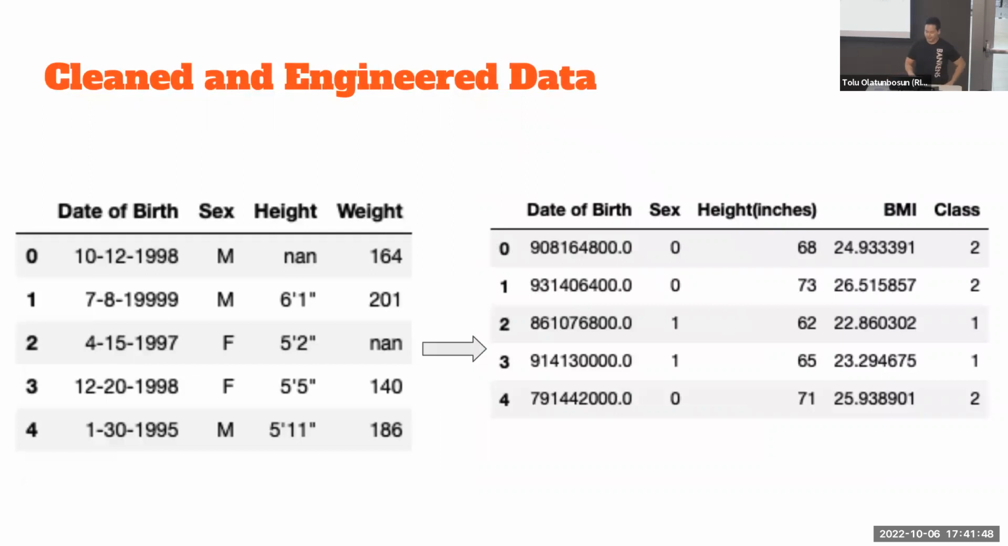So now we've cleaned and we've engineered our data set to get more information out of it. It's all in a usable format. And now we have more insightful information to work with. So we're trying to classify people further or predict some outside thing.